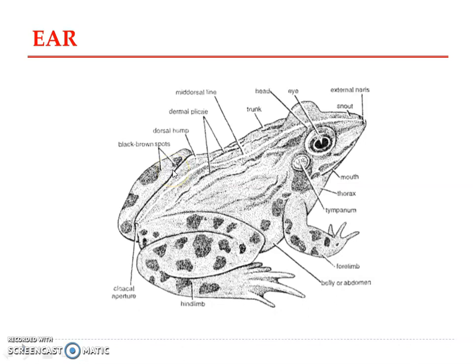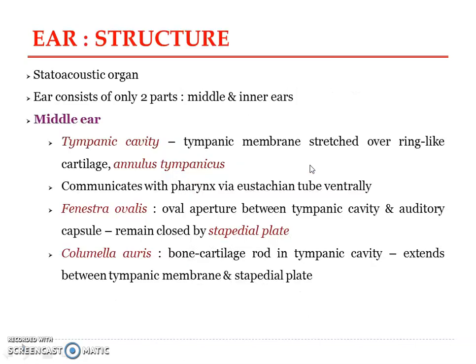Okay, so the middle ear is externally closed by the tympanic membrane, which stretches over a cartilaginous ring. Internally, you can see there is a cartilaginous ring which is known as the annulus tympanicus. And this tympanum stretches over the annulus tympanicus and closes the tympanic cavity. The middle ear has a spacious air-filled cavity. It is the tympanic cavity, as already mentioned.